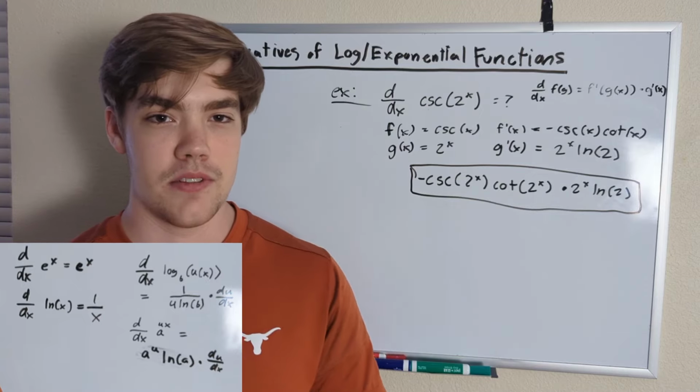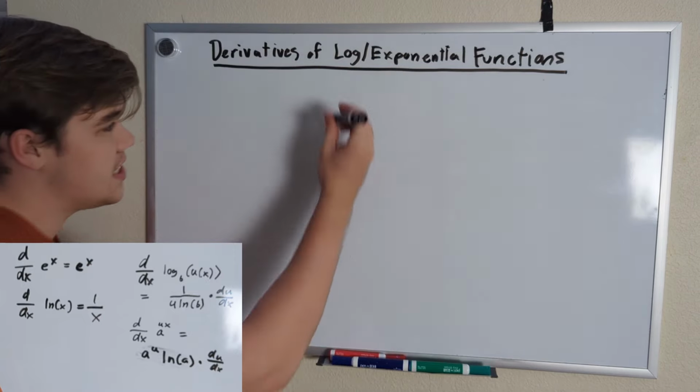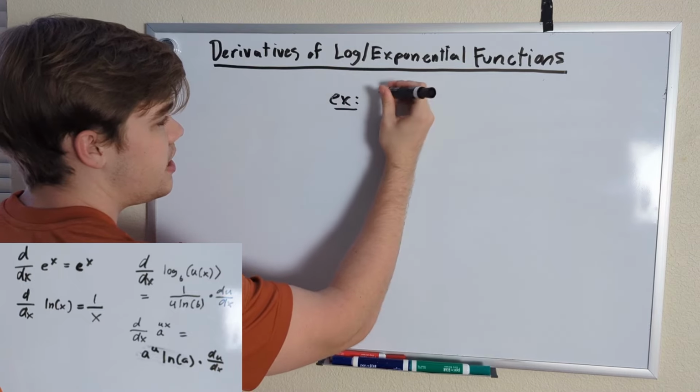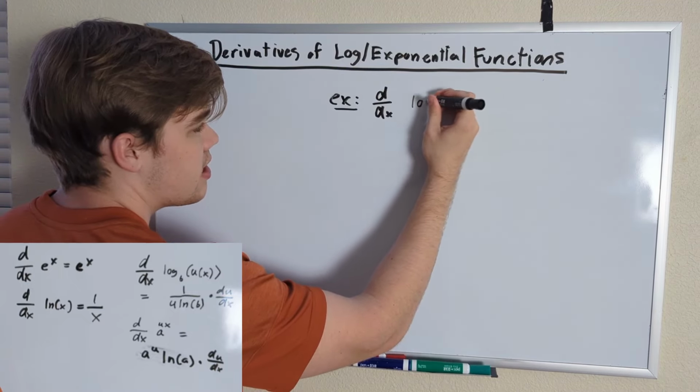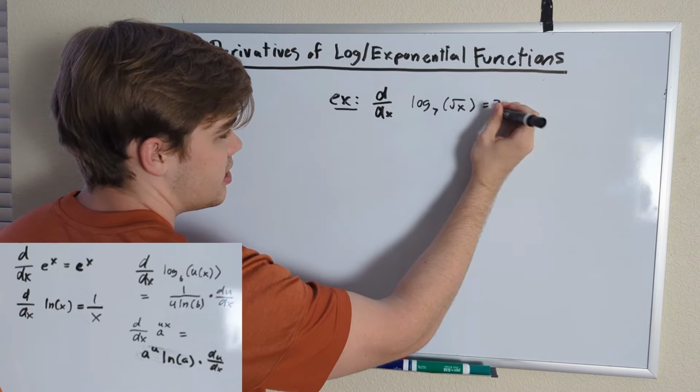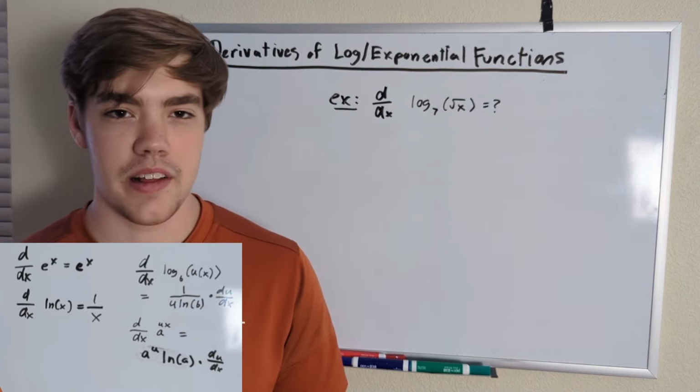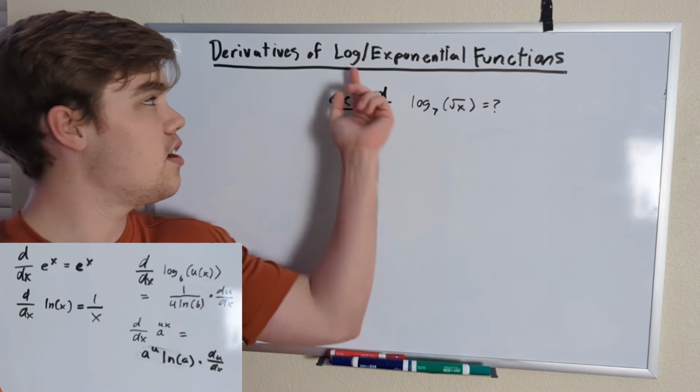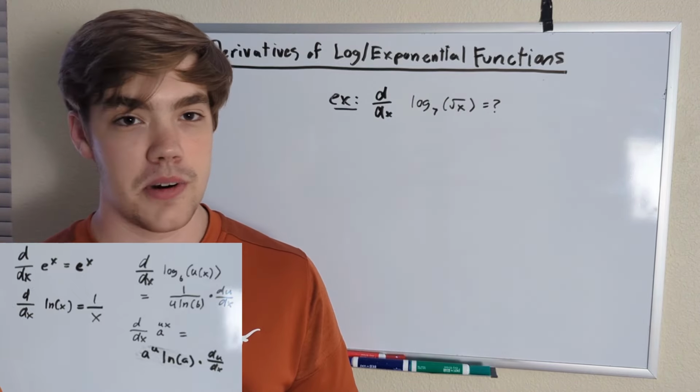We're going to do one more example for this video, so let's do that now. In our last example for this video, we need to find the derivative of log base 7 of square root of x. What is this derivative equal to? Now, this problem probably looks pretty intimidating at first, but based on the log rule that we just learned a minute ago, it's not quite as bad as it may seem.